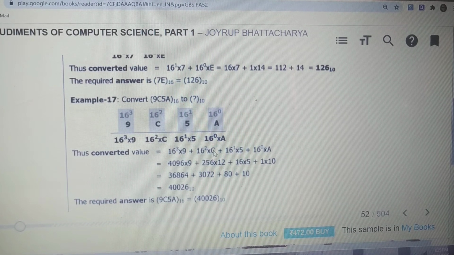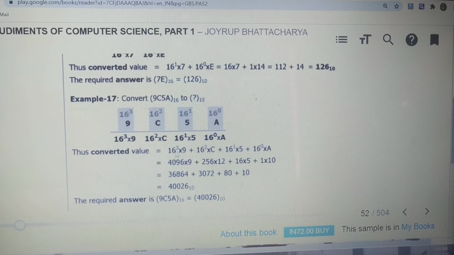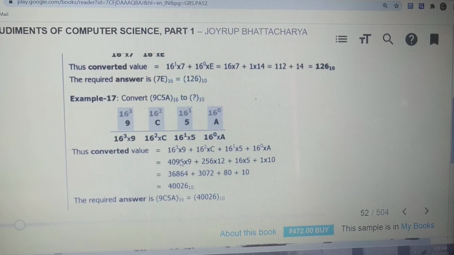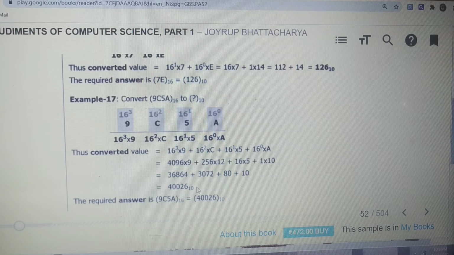C means 12. 16 squared means 256, and the C value is 12, so 256 multiplied by 12. Now coming to 16 to the power 3 into 9. 16 to the power 3 is 4096, and 4096 into 9 is 36864. If we add up these values, we get 40026 base 10. So this is how we can convert from hexadecimal to decimal value.